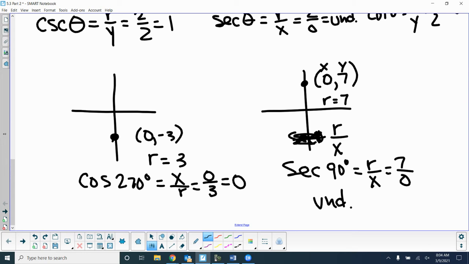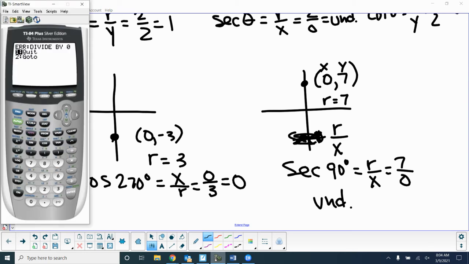14 was cotangent of 90, which is 1 over tangent of 90, right? 1 divided by tangent 90. Another undefined. Right. 16 was -1. 18, cotangent of pi is undefined. Cosine of pi is -1.